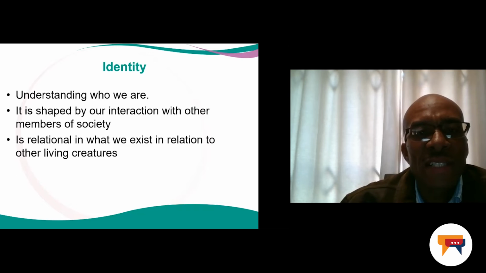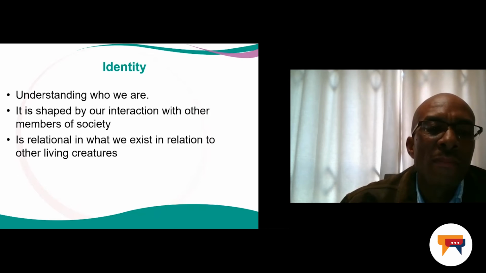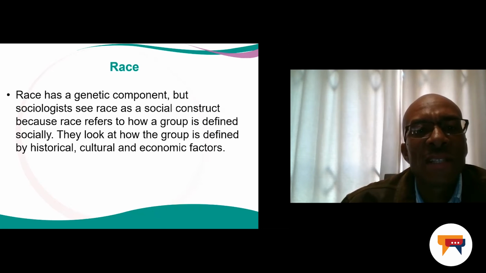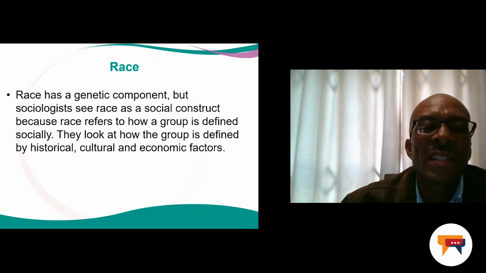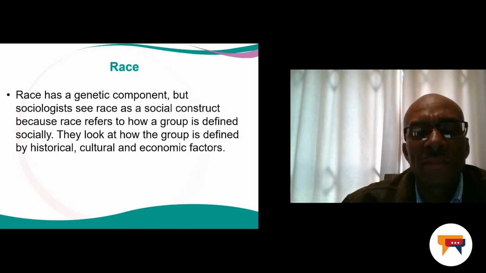The next concept is identity, which is all about understanding who we are, therefore knowing our roots. It is shaped by our interaction with other members of society. It's relational in that we exist in relation to other living creatures as human beings. Then the next concept is race. The concept of race in itself has a genetic component.